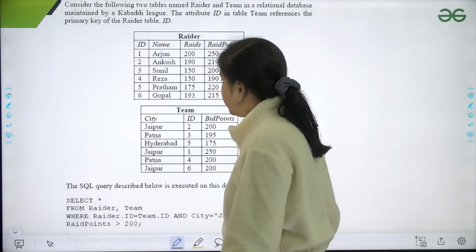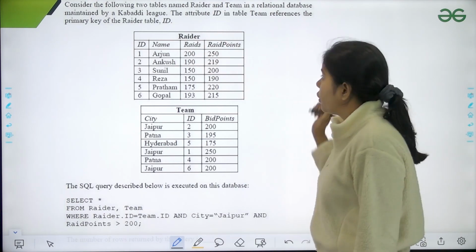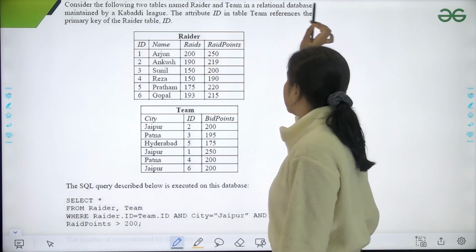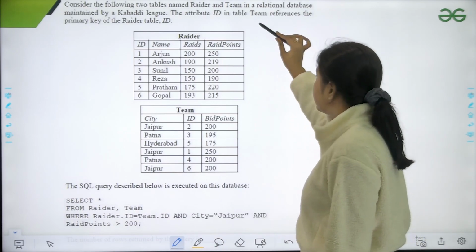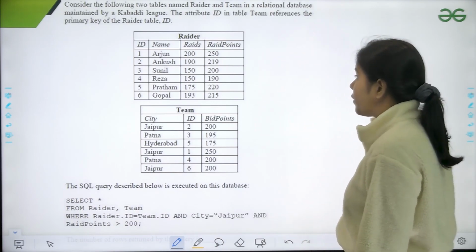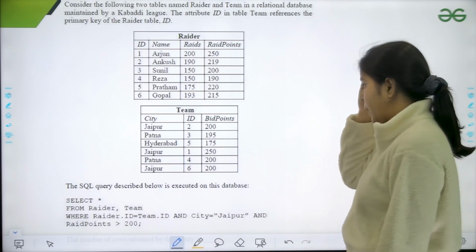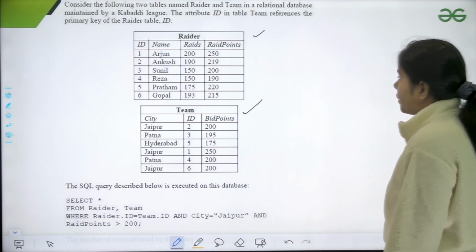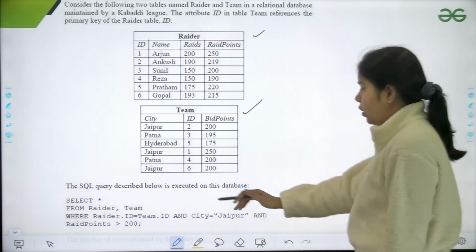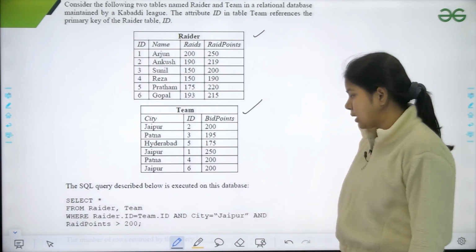Now, next question says, consider the following 2 tables, raider and team, in a relational database maintained by a kabaddi league. The attribute ID in table team references the primary key of the raider table ID. Okay, so we have been given this raider table and this team table, right? Now this says that the SQL query described is executed on this database.